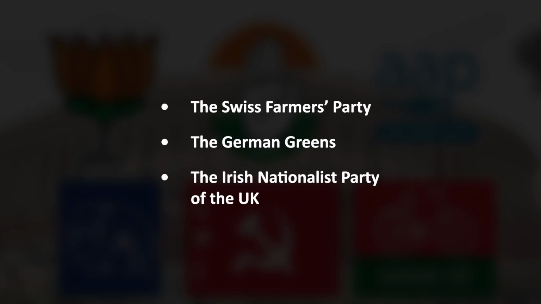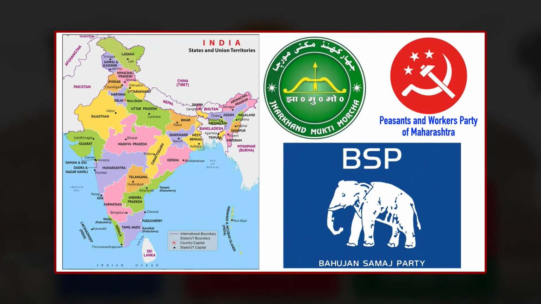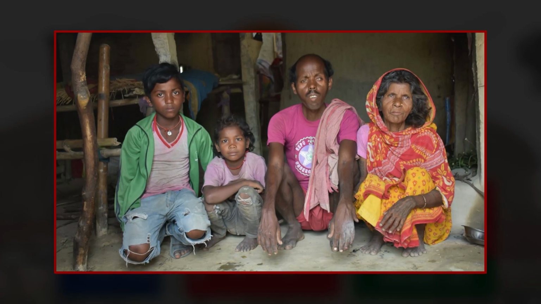The Swiss Farmers' Party, the German Greens, and the Irish Nationalist Party of the UK are some examples of such parties. In India, there are a number of such interest-oriented parties. These, for example, include the Jharkhand Mukti Morcha, the Peasants and Workers' Party of Maharashtra, or even the Bahujan Samaj Party, committed to the upliftment of the Dalits.